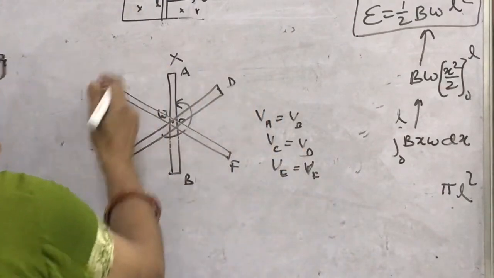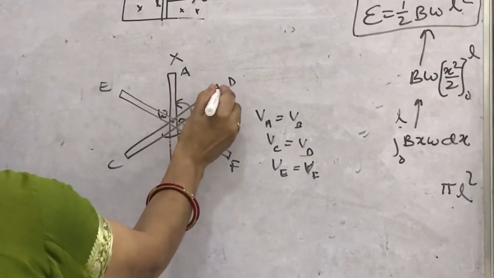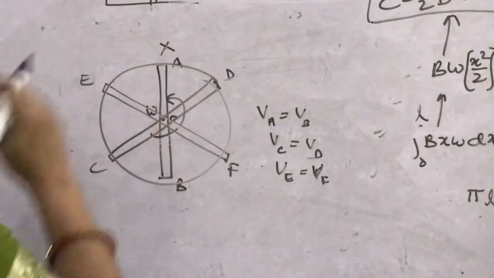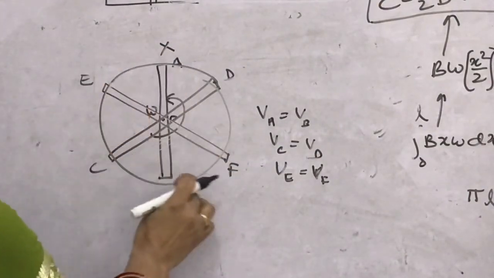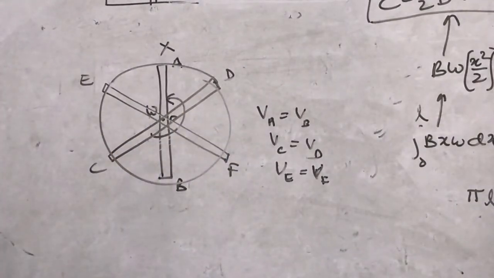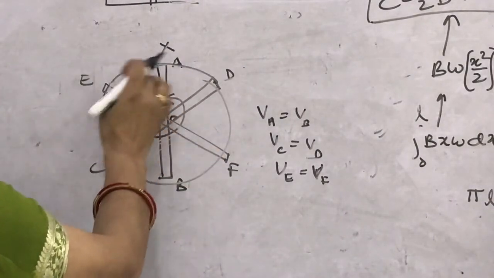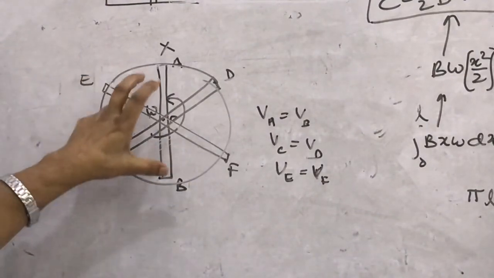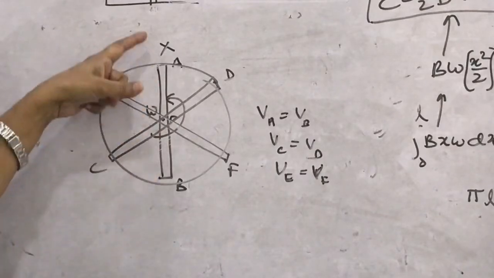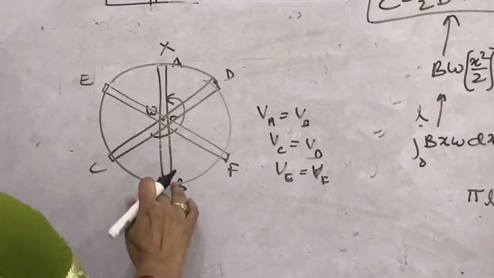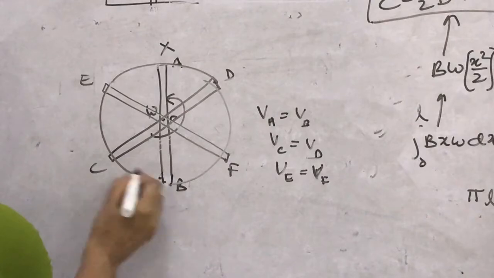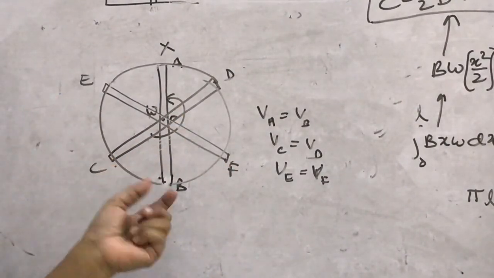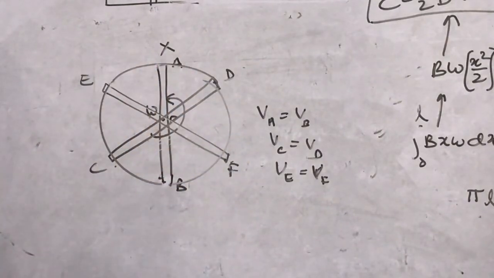So if all the rods are joined in such a way that they make a disc, then at each point on the circumference the potential will be the same. So between any two points the potential difference will be 0. Such questions are asked, and not only for diametrically opposite points. For any two points, from C to B or B to F, the potential difference will be 0, or the potential at each point will remain the same.